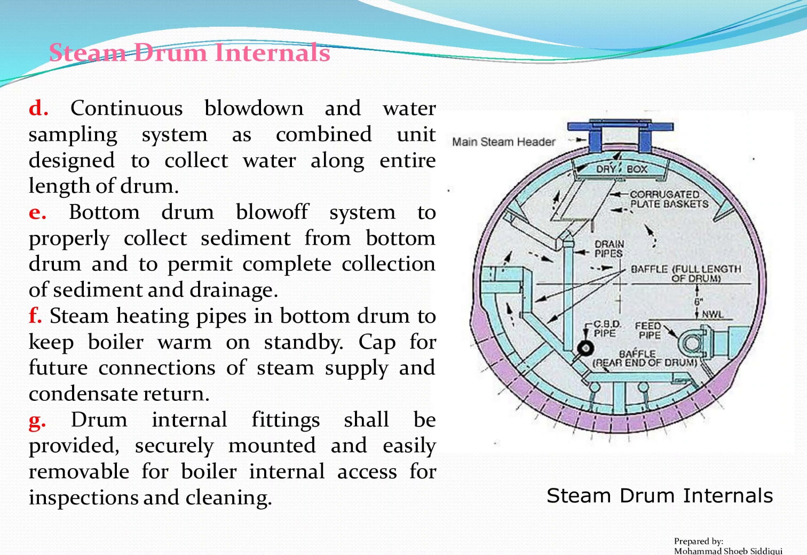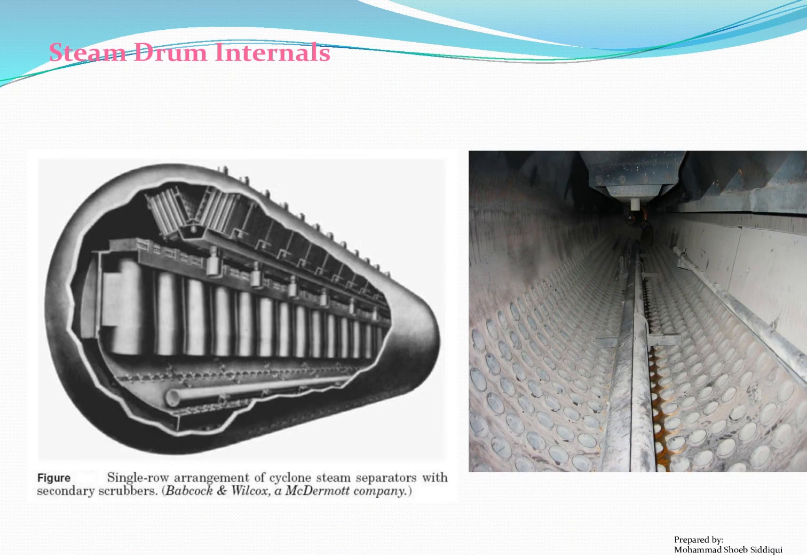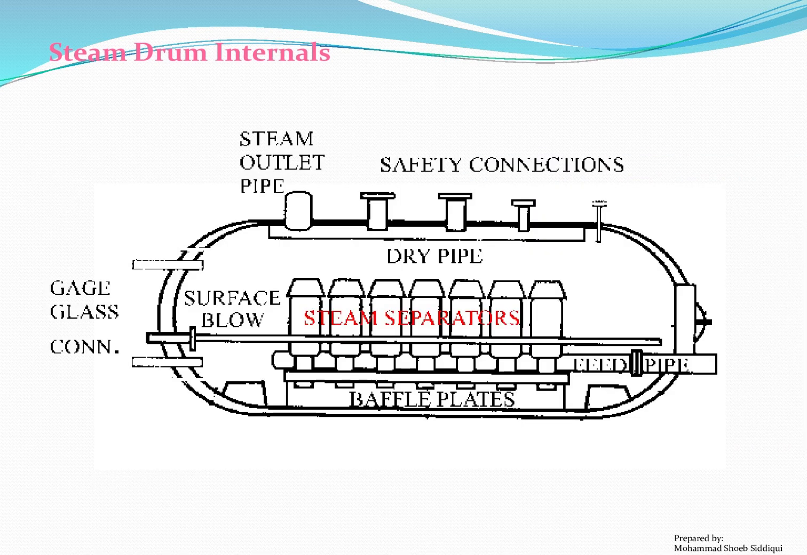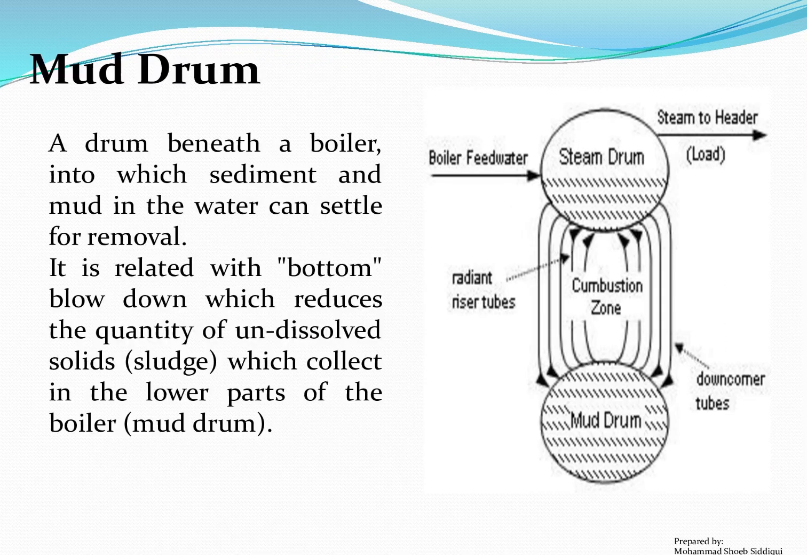Cap for future connections of steam supply and condensate return. G. Drum internal fittings shall be provided, securely mounted and easily removable for boiler internal access for inspections and cleaning. In this figure you can see the single row arrangement of cyclone steam separator with secondary scrubbers, and another view of the steam drum.